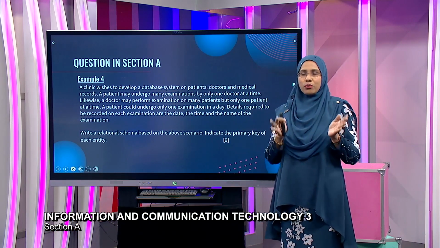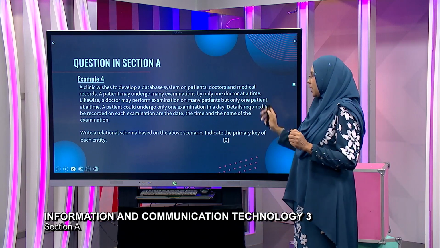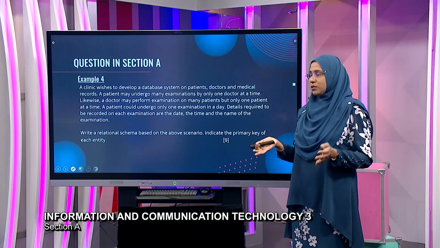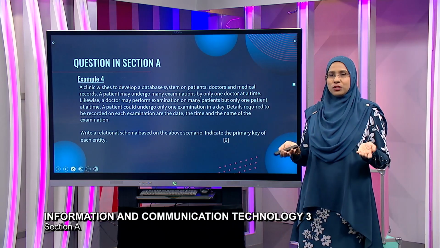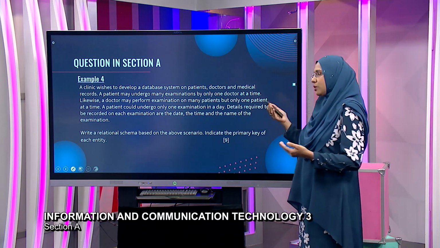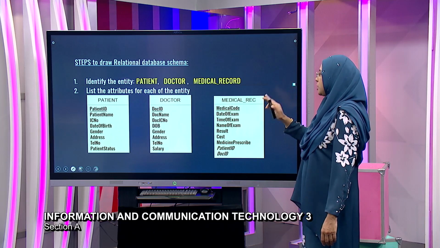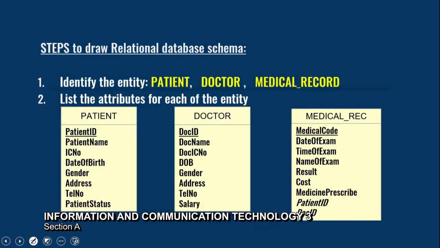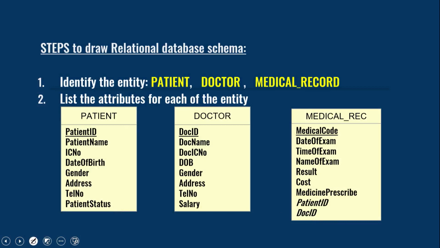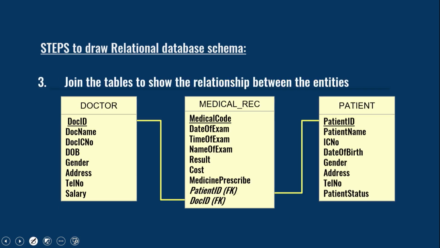So before you write, you look at the question first. Sometimes same scenario, different question. So now the question is asking for relational schema. If you do not know what is relational schema, then you cannot answer this. First, identify the entity. So in this question, they say patient, doctor, and medical report are the entity. Then you list out all the attributes. So at least 3 to 4 attributes for each entity. Then you link the primary key with the foreign key. And then you have already connected all the 3 relations here.